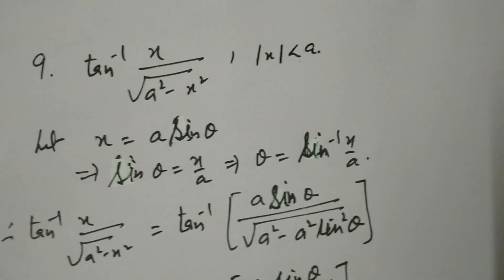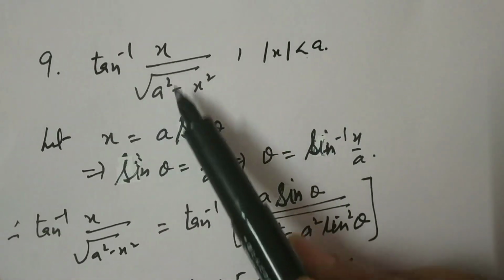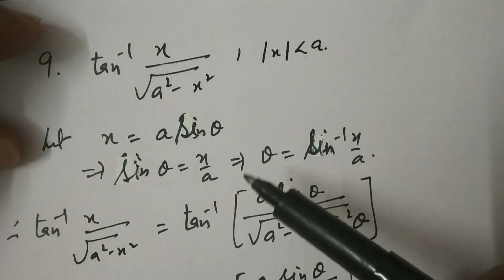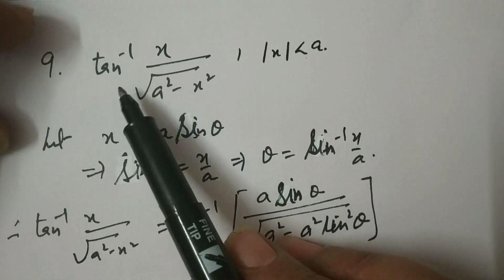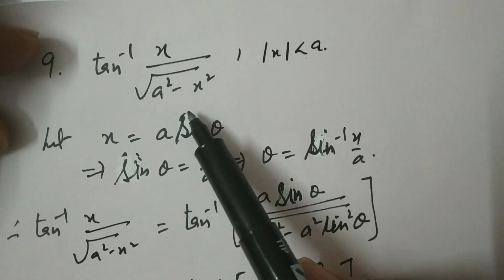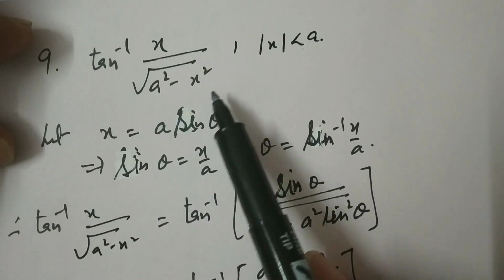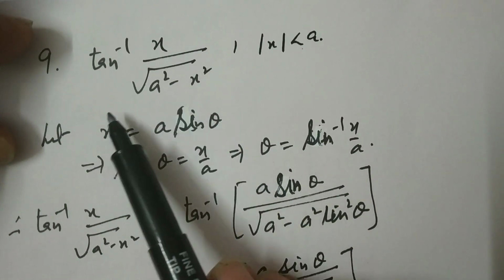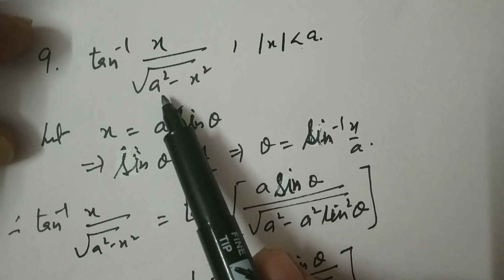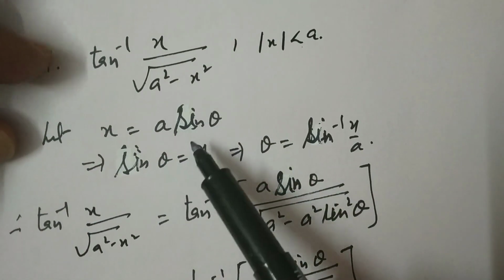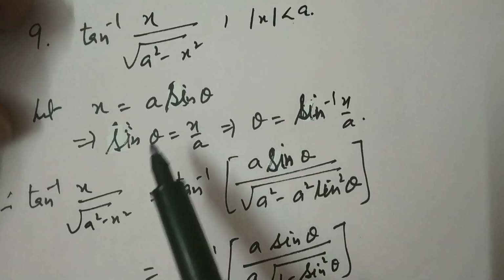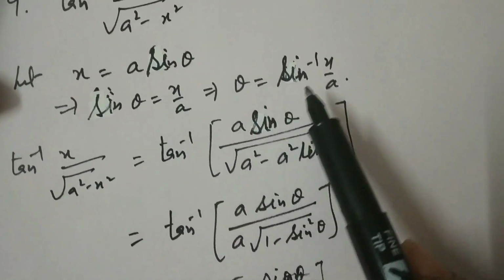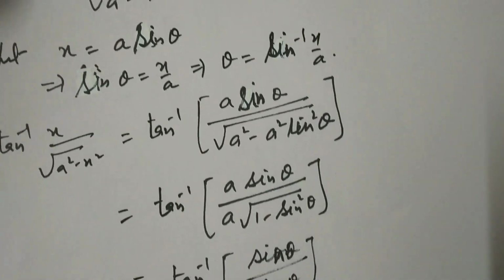Now question number 9. We need to simplify tan inverse x upon under root a square minus x square. Here I need to assume x in such a way that from the square root part in the denominator I can take a outside, and that is only possible if I take x equal to a sine theta. If I convert it, sine theta becomes x upon a and theta is equal to sine inverse x upon a.